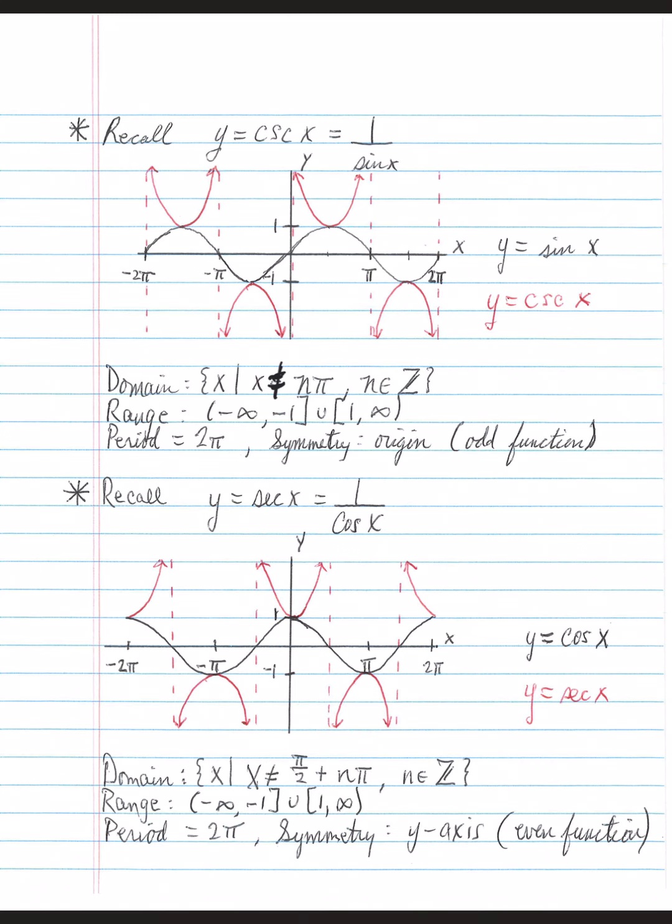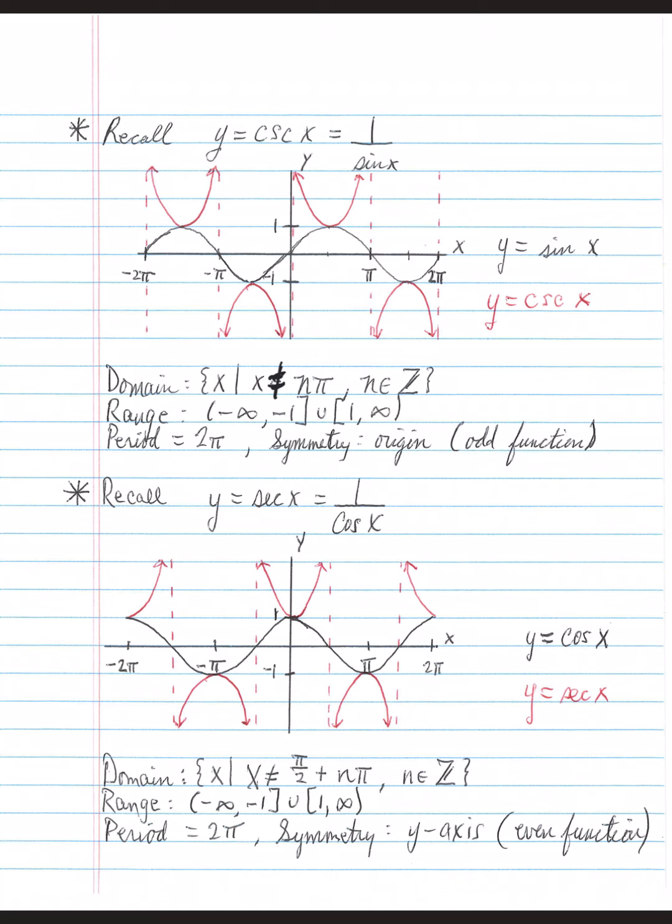X-intercepts of cosine will form vertical asymptotes of secant. Wherever cosine is 0, that gives you a denominator of 0, which is undefined. The domain of secant is any angle as long as that angle is not pi over 2 or a multiple of pi in any direction from it. This notation just means n is an integer. Those are positive and negative whole numbers, including 0.